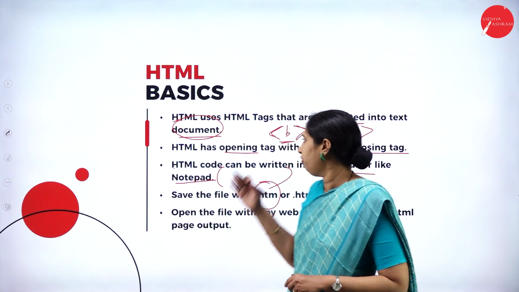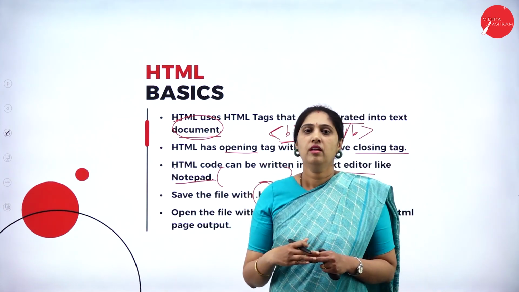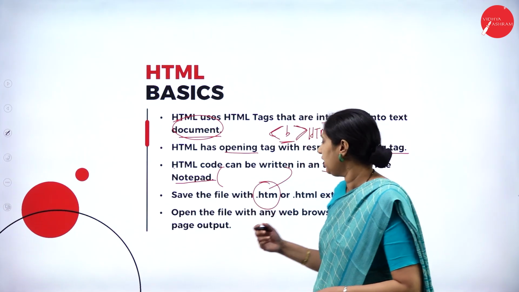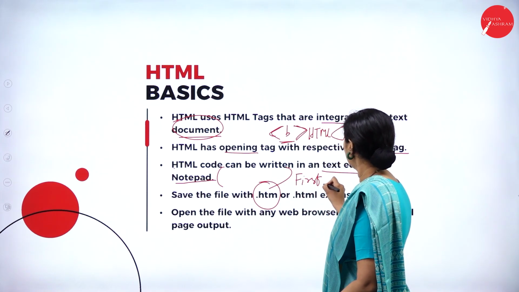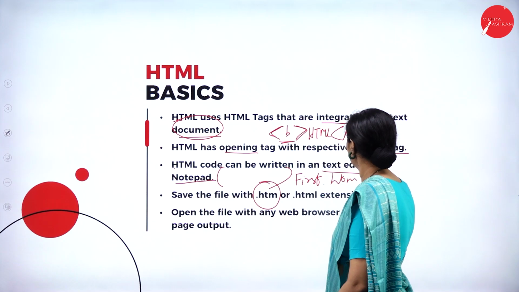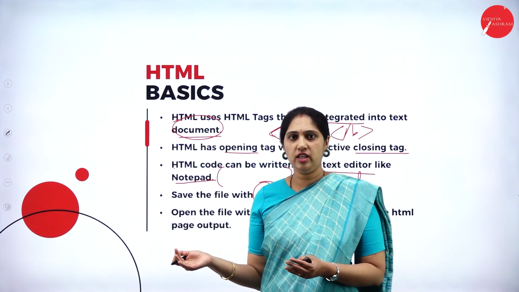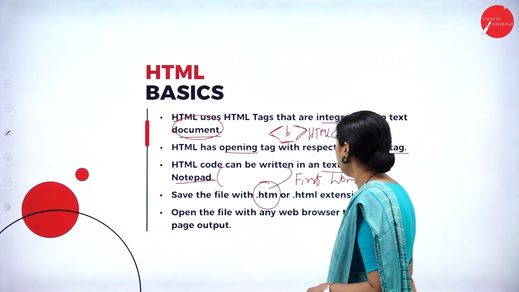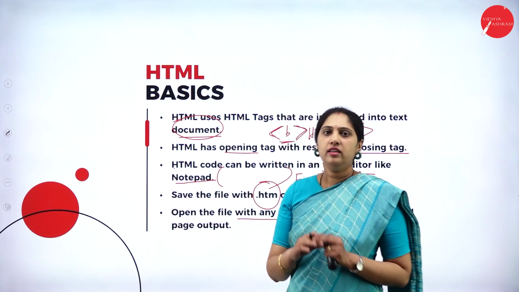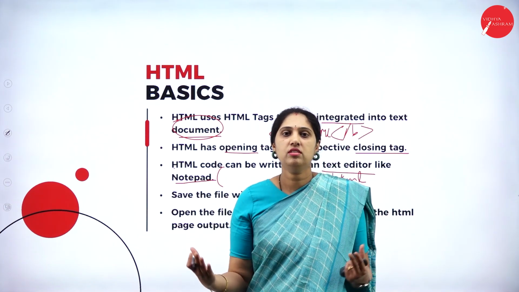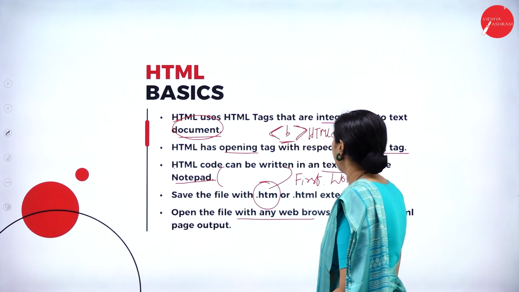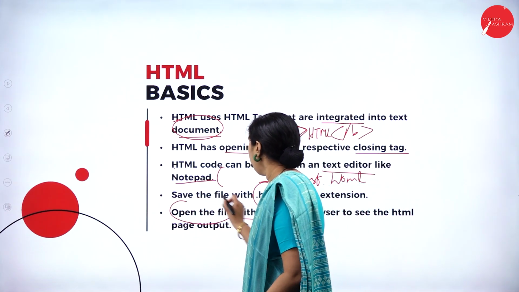Then how to save? Saving the file is nothing but filename.html. See, this is my first program. I've written some program. Now I want to save it. How shall I save? I may save first.html or .htm. Once I write the HTML and save it, then I have to open the HTML. I want to see the web page. So for that, I have to open the file.